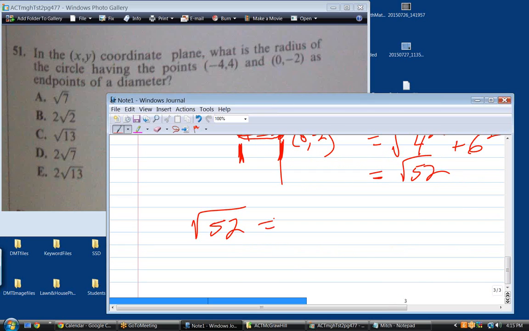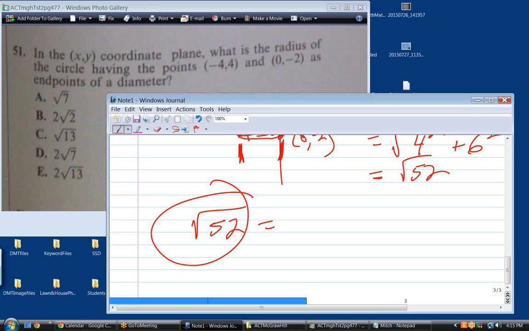Now, at this point, you do have a couple of options. You can put that in a calculator and figure out what the number is, and then you can go put each of these five answers in your calculator and figure out which one matches this one. So even if you don't know how to simplify this radical, this is a situation where your calculator would help. But let's try to simplify this radical.